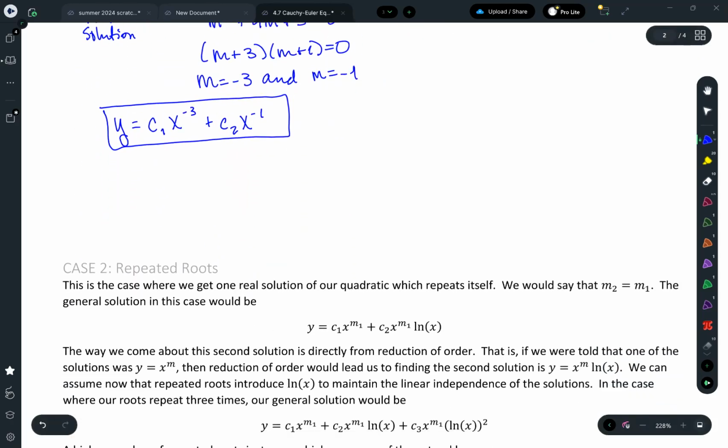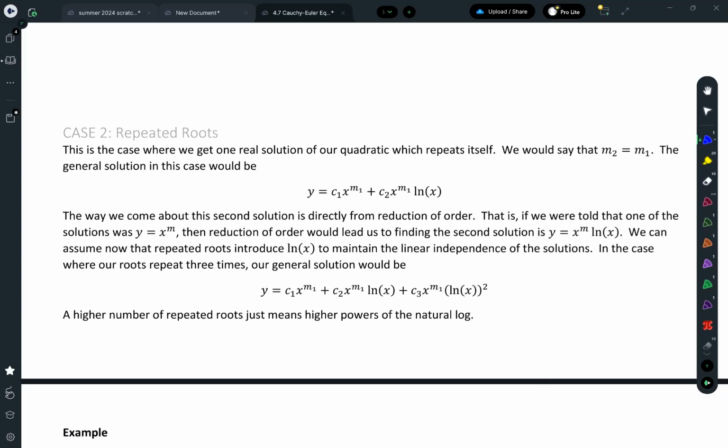All right. The second case is where, when we solve our auxiliary equation, we end up with repeated roots. Now, when we got repeated roots before, when we were dealing with the constant coefficients, that was when we would put a multiplier of x in order to make it so that we had linear independence. And the result would have come out if we used the method of reduction of order.